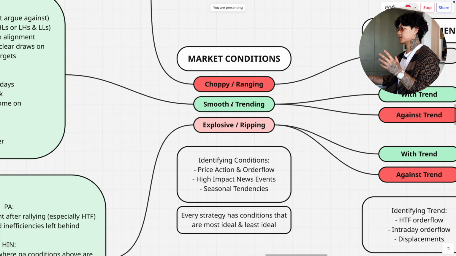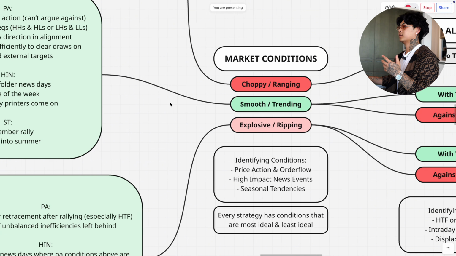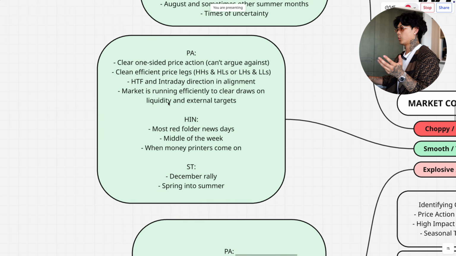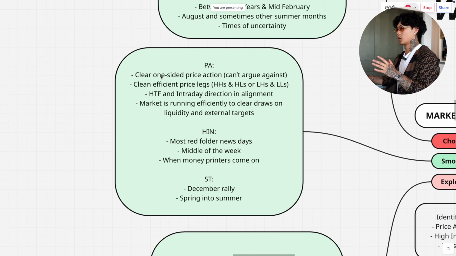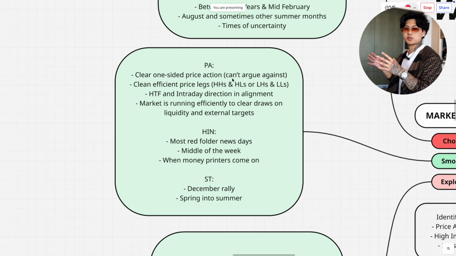And then moving on to smooth and trending markets. How do I identify smooth and trending markets? Well, a couple different ways. The first indication is clear one-sided price action, and that means you cannot argue against it. So if you have bullish order flow and it's so clearly bullish that you can't possibly argue a bearish scenario for it, that is the ideal trending condition. And of course, clean, efficient price legs. Everybody knows higher highs, higher lows, or lower highs, lower lows.